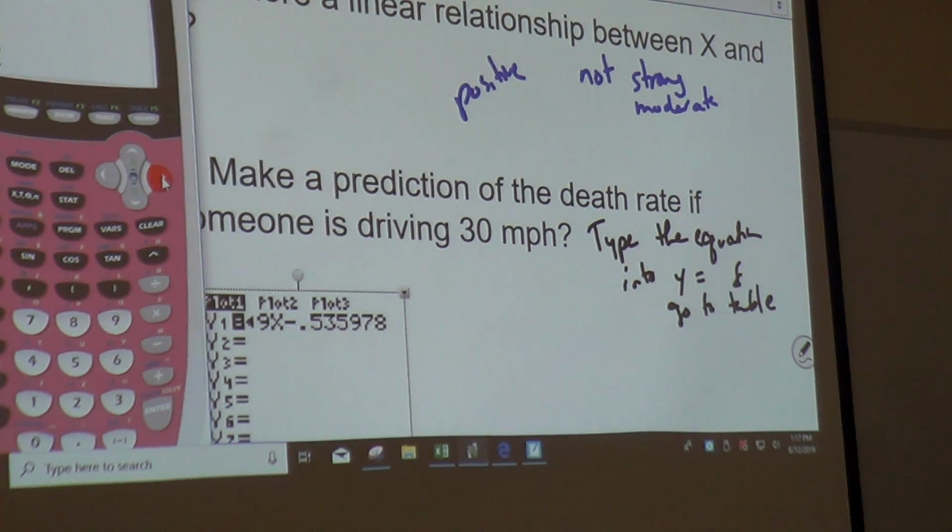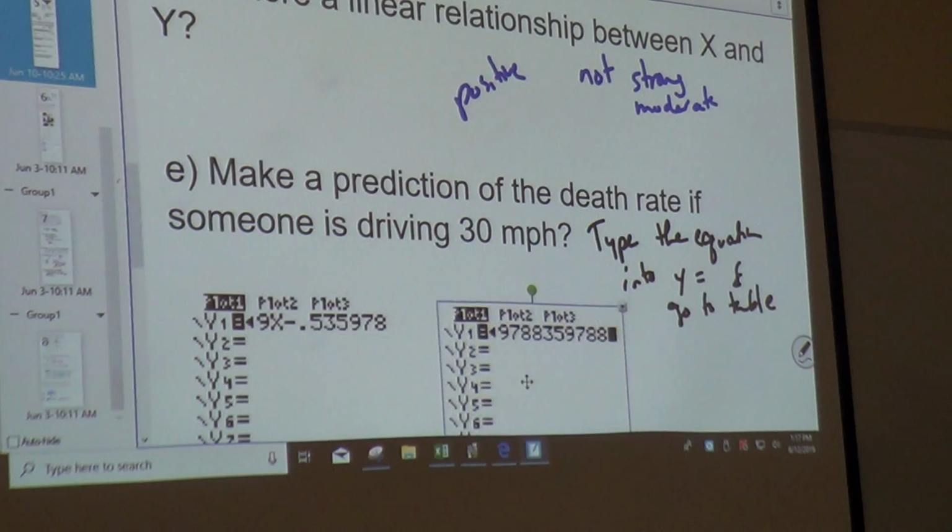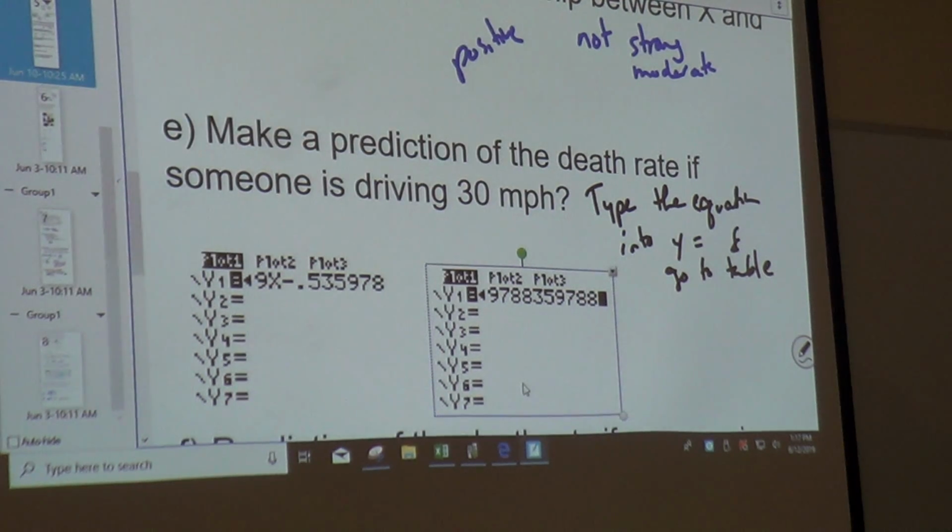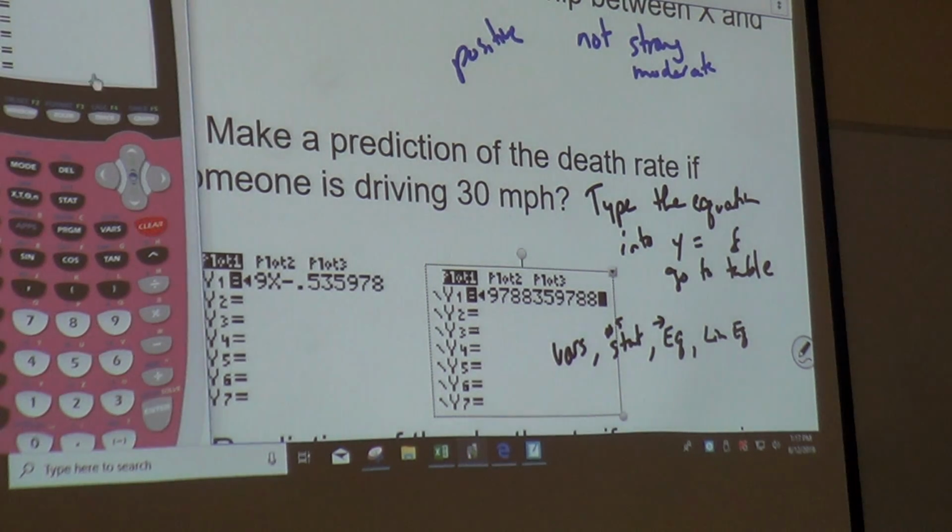Over to EQ, and hit enter. What that did is it was like copy and paste. I did VARS because I'm sucking over a variable equation. I went down to Statistics, number 5, because I'm sucking over a variable equation. I went over to EQ because I'm sucking over an equation, and then I hit linear equation because I'm sucking over a linear equation. But when you do that, you just have to remember that you have to go to where you're sucking over first.